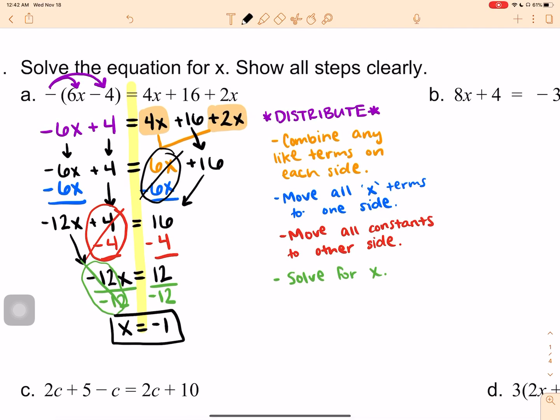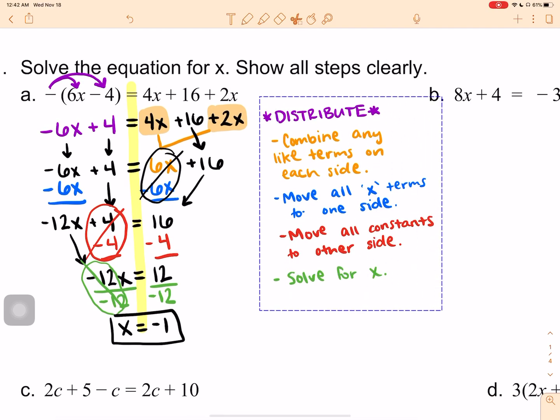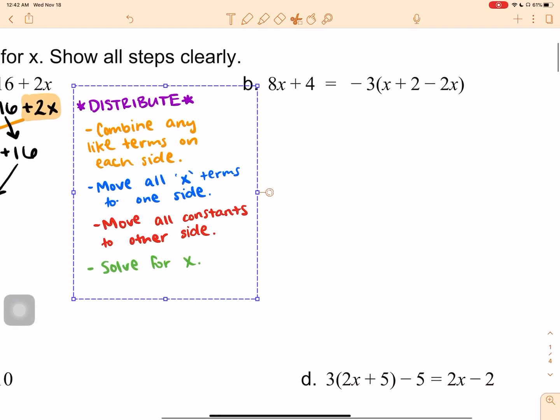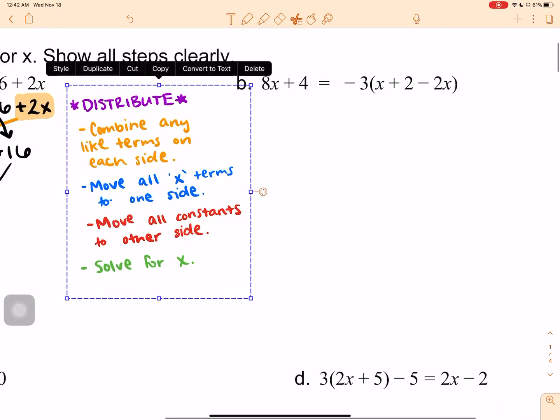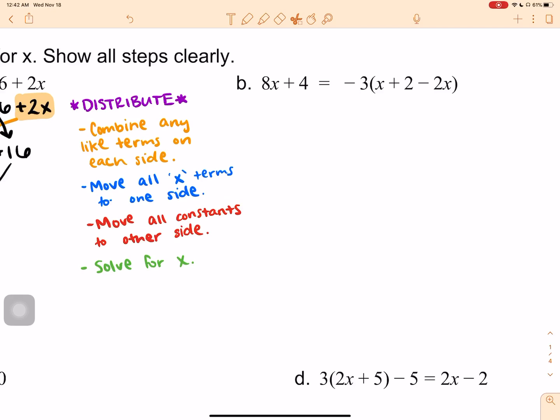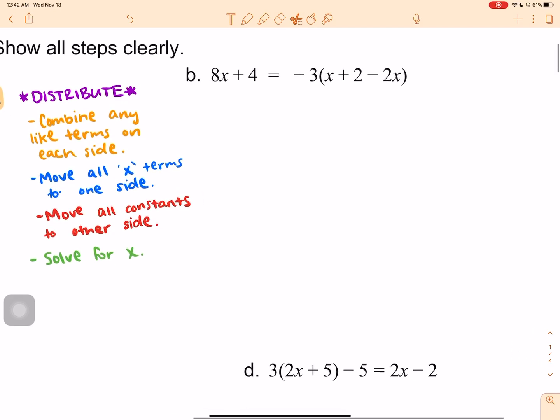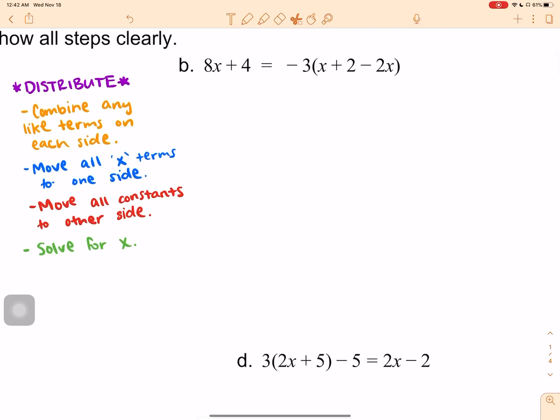Okay, so I'm going to go ahead and copy this. Oh yeah, we can see it. So I will use this as we go along, those same steps. So first I want to see, is there anything I need to distribute? So I'm going to draw my line. Okay. Is there anything I need to distribute?